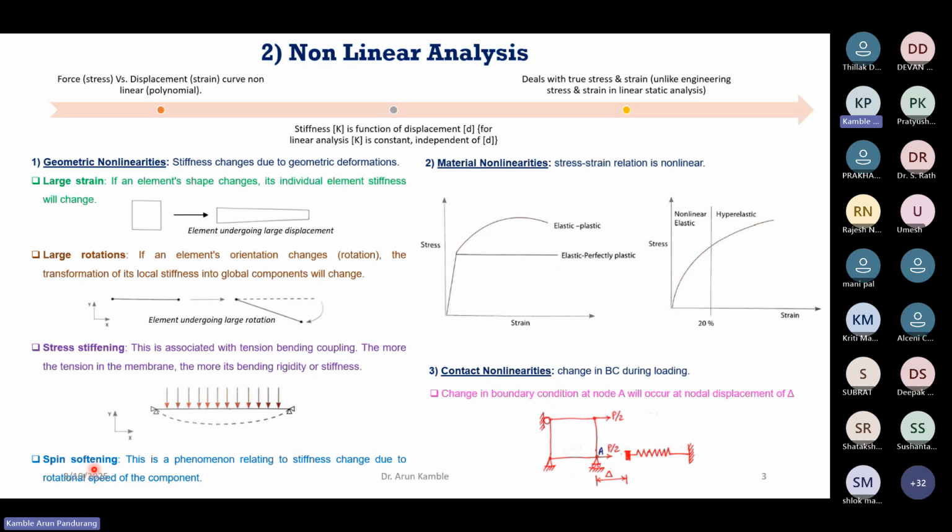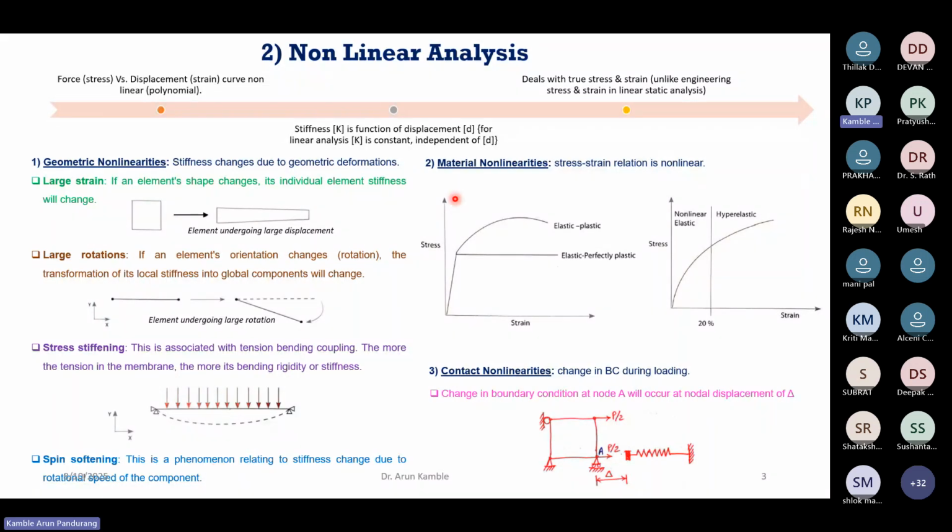And the last example is spin softening. This is the phenomenon relating to the stiffness change due to the rotational speed of the components. For example, in a brake dynamometer we can observe this type of non-linearity. There the stiffness of the belt is changed.